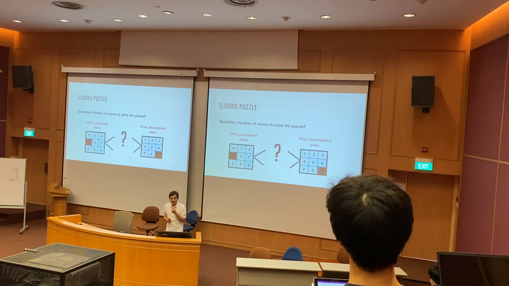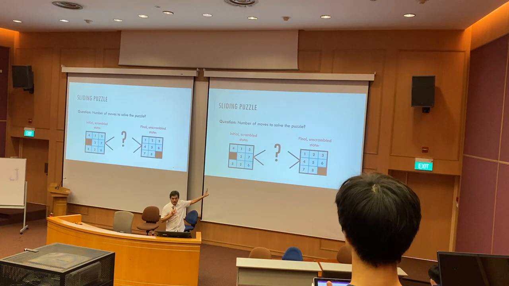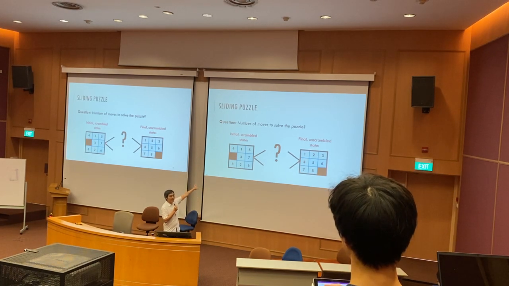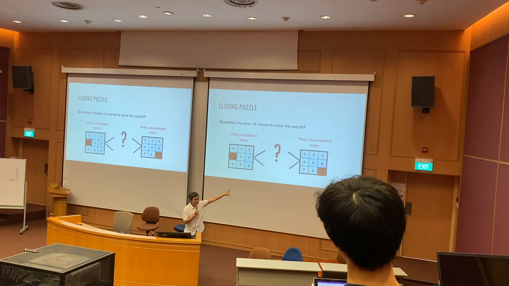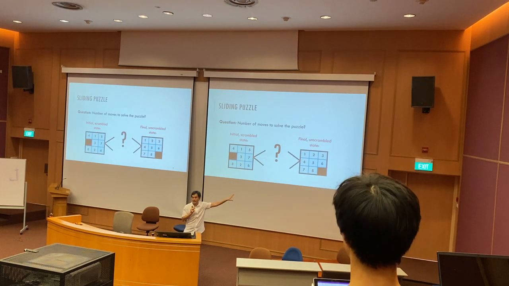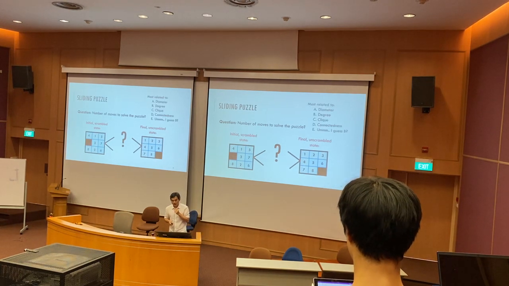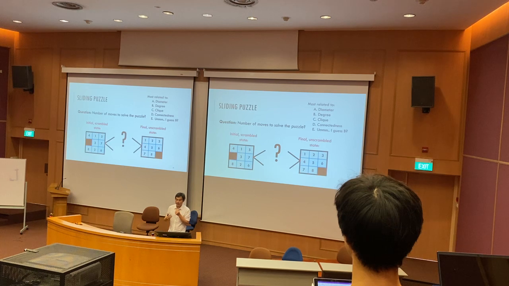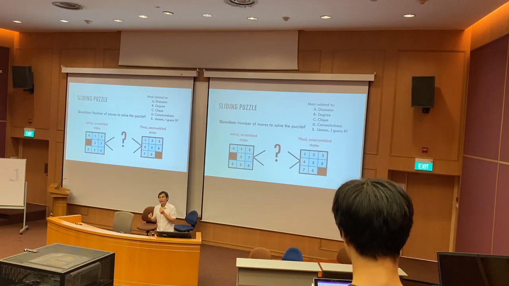Okay. Now here's the question. So I've represented the game like this, right? In terms of nodes and edges. I have some initial scrambled state. Okay, this is the start of the game, and I want to get to this end state. So the question is, this is most related to which concept that we've covered before? Is it related to the diameter, the degree, the clique, the connectedness, or I guess B? So what do you think?